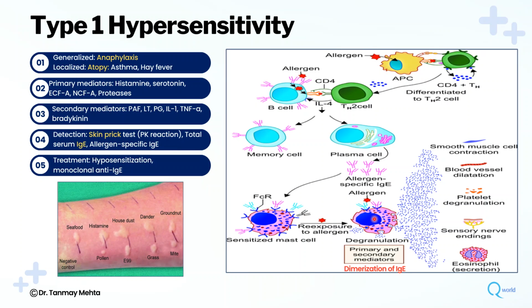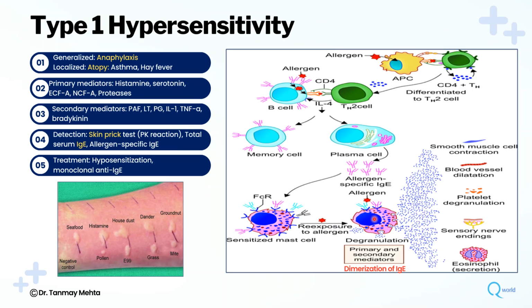And all these molecules, all these chemical mediators, perform five functions. First, they will cause smooth muscle constriction. They will cause blood vessel dilation and increase capillary permeability. They cause platelet degranulation and platelet clumping. Sensory nerve endings are stimulated. And eosinophil chemotaxis as well as neutrophil chemotaxis occurs.